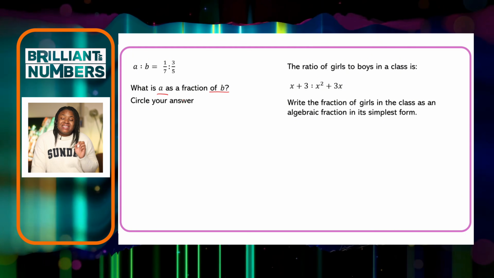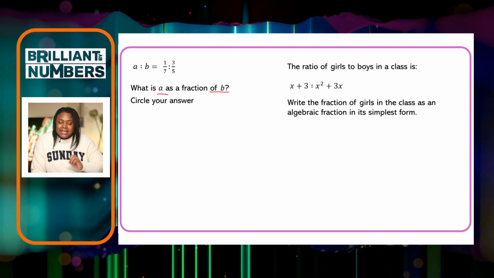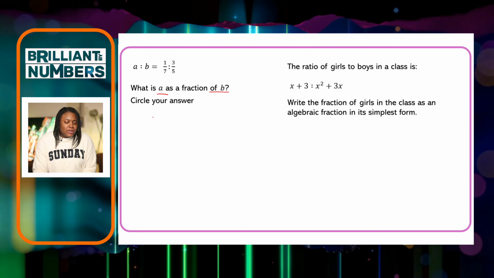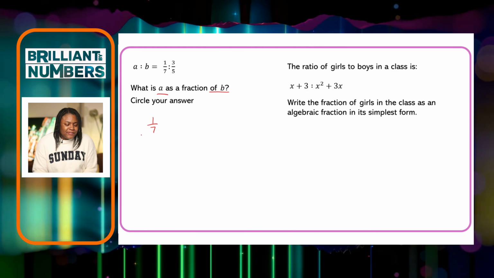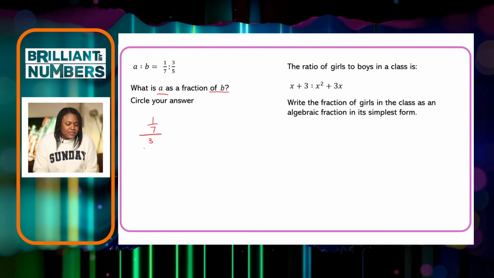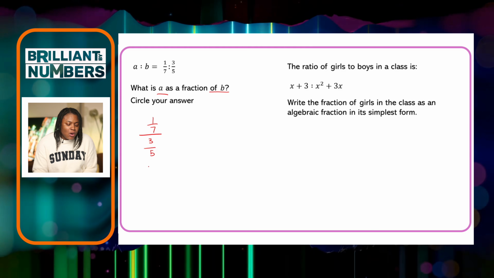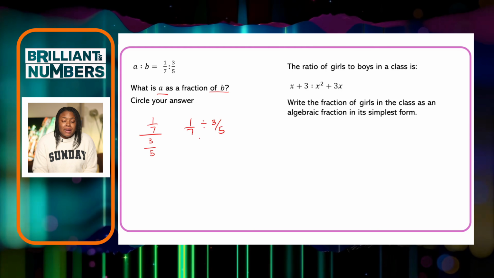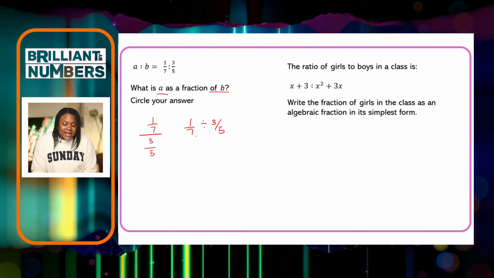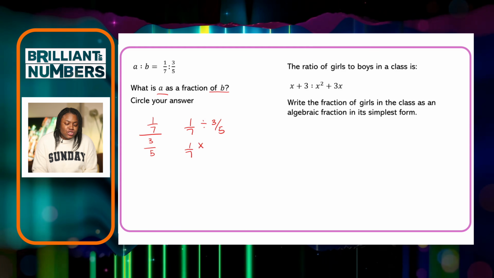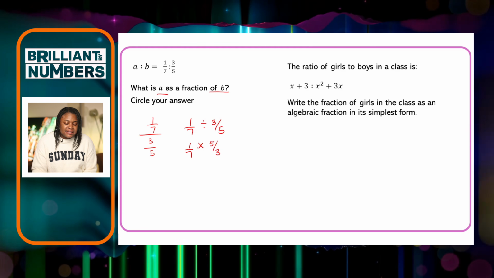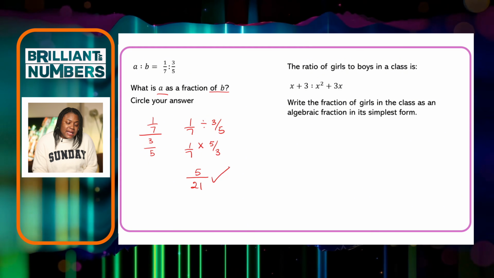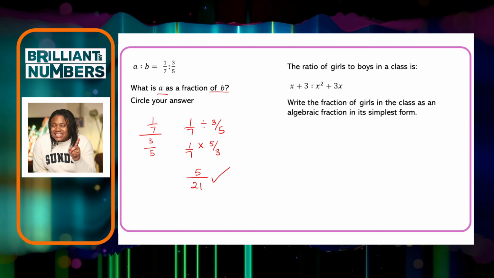Now remember, if A is a fraction of B, then B is the denominator of the fraction. So basically, we're doing 1/7 divided by 3/5. So let's just rewrite that: 1/7 divided by 3/5. So apply the laws of dividing fractions. Keep, change, flip. Remember, KCF. So 1 times 5 is 5, and 7 times 3 is 21. So it's 5/21.